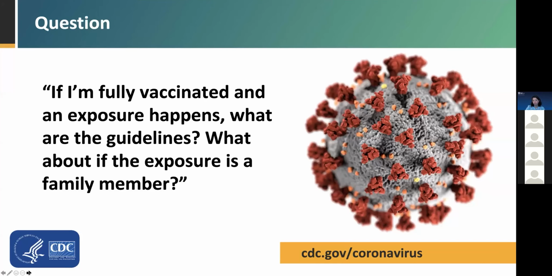So if someone has SARS-CoV-2 and is otherwise healthy, we recommend that they be isolated for 10 days after their symptom onset or their diagnosis. So essentially, we would be recommending work exclusion for 14 days after they're no longer infectious.